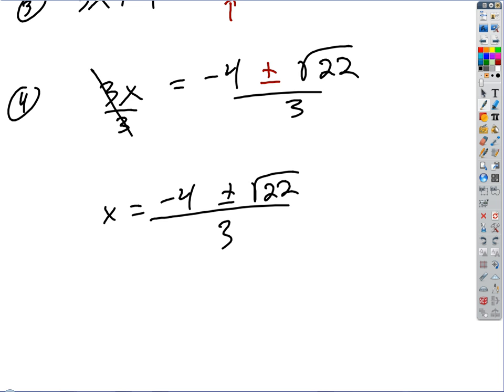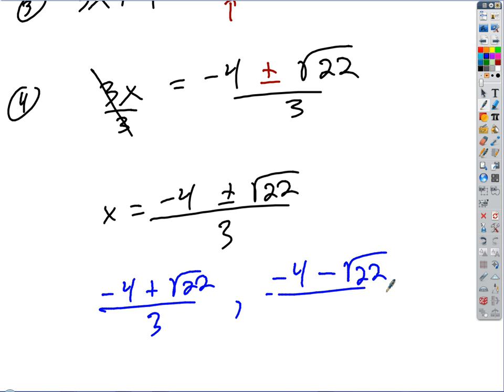In Moodle, when I enter these, I would have to write it this way. In Moodle, I would say one answer is negative 4, and I can split the fractions apart if I want to, but I could say negative 4 plus the square root of 22 all over 3, comma, negative 4 minus the square root of 22 all over 3.